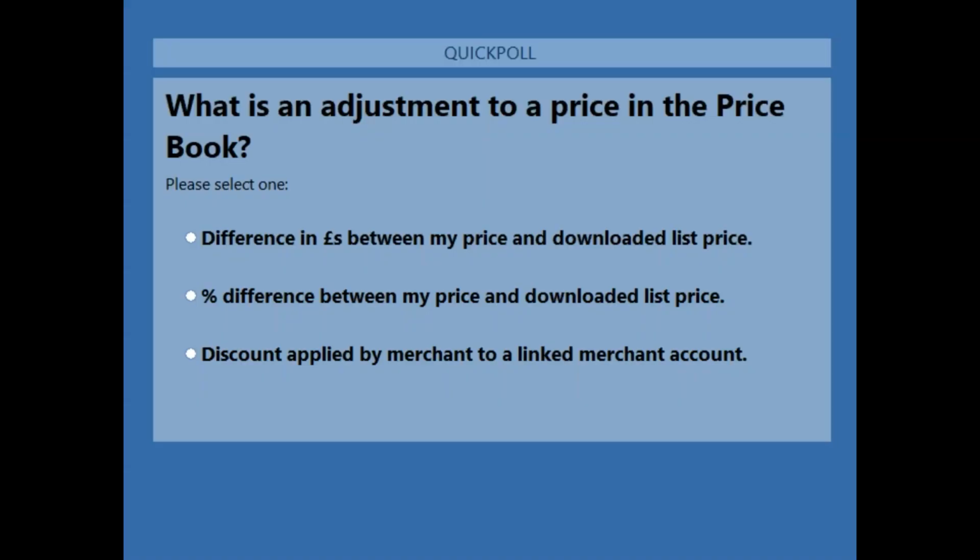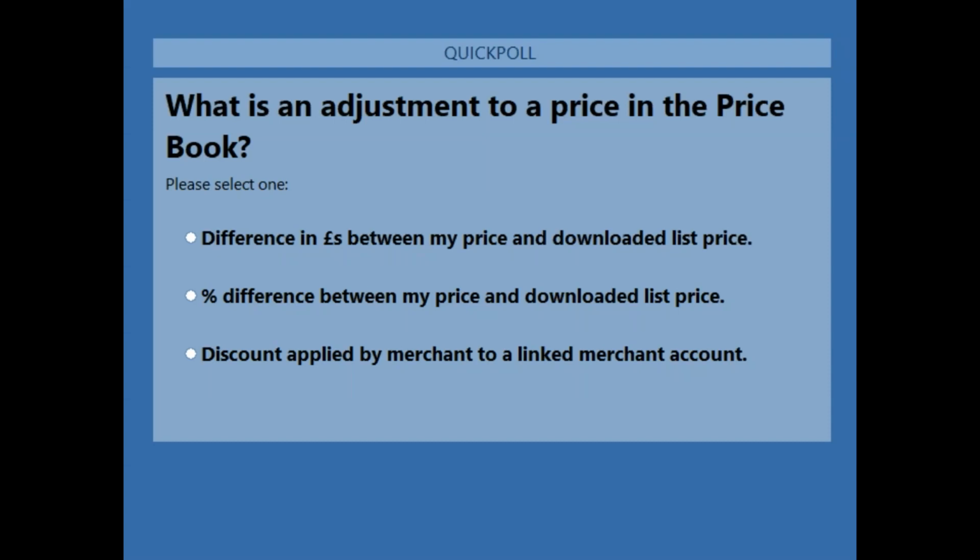This is a really important one, actually. I hope you take away from the training today: what's an adjustment to a price in the price book? So what is an adjustment? Is it the difference in pounds between my price and the downloaded list price? Is it the percentage difference between my price and the downloaded list price? Or is it a discount applied by my merchant to a linked merchant account product? What is an adjustment?